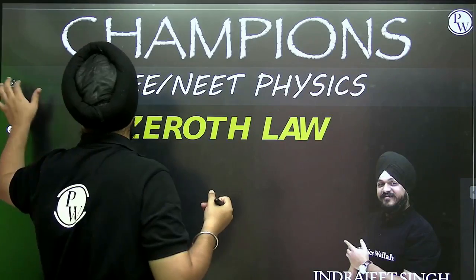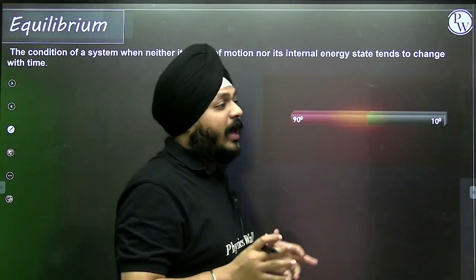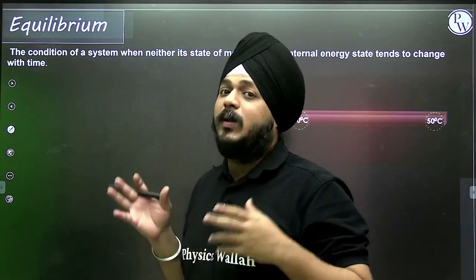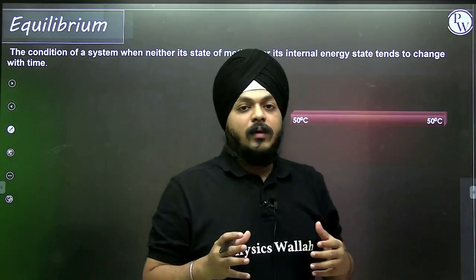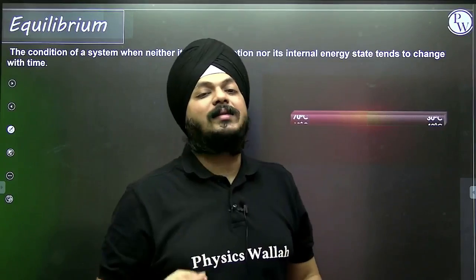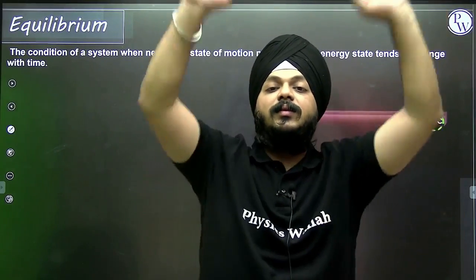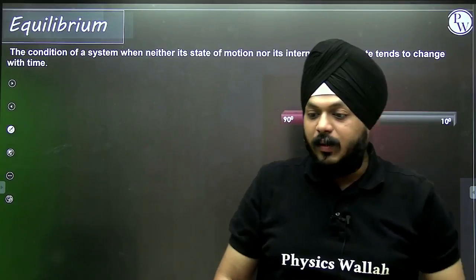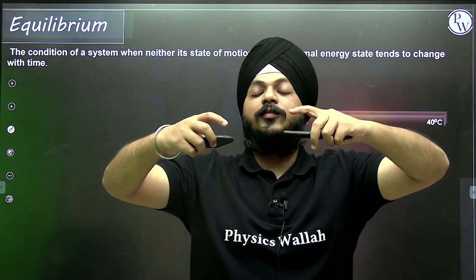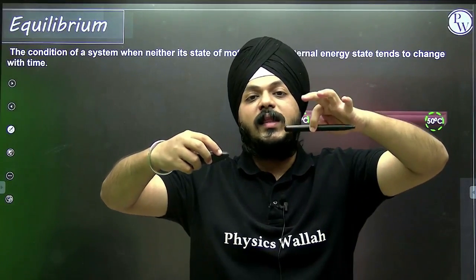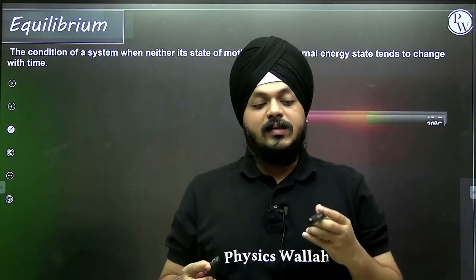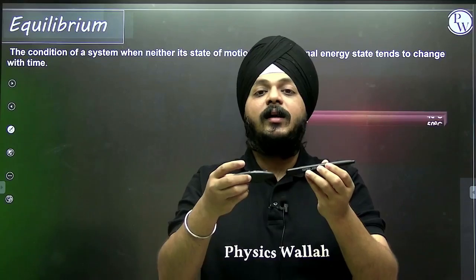Now, thermodynamics starts with the zeroth law. And before understanding the zeroth law, let's understand what equilibrium actually is. Before moving on to equilibrium, I'm going to give you a very simple example to understand this. I have two objects in my hand. This is the first one, this is the second one. This one is at a higher temperature, this one at a lower temperature. Suppose this is at 100 degrees centigrade and this is at 40 degrees centigrade.